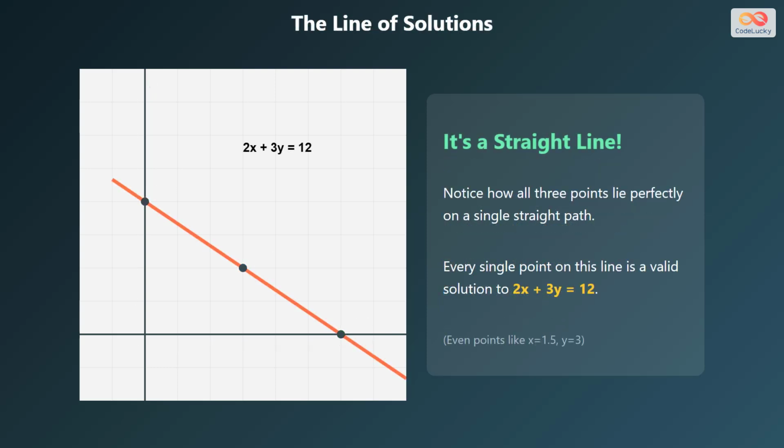When we connect these dots, we get a continuous straight line. Every single point that falls on this line is a valid solution to our equation. Even the fractional points in between represent valid combinations, algebraically speaking.